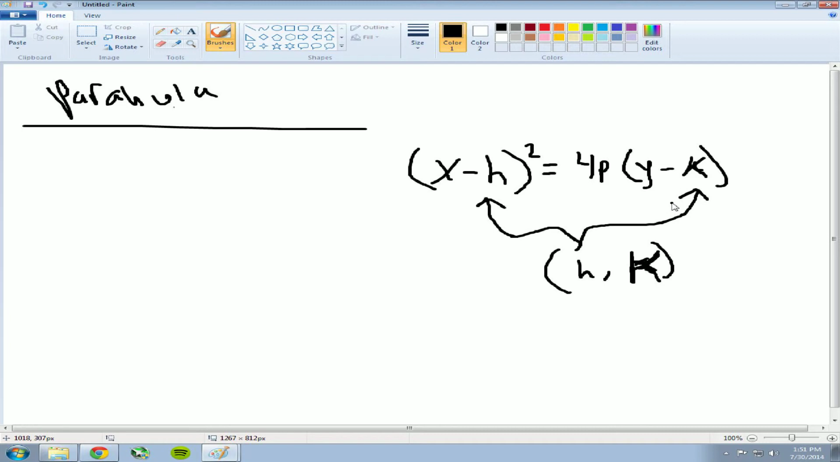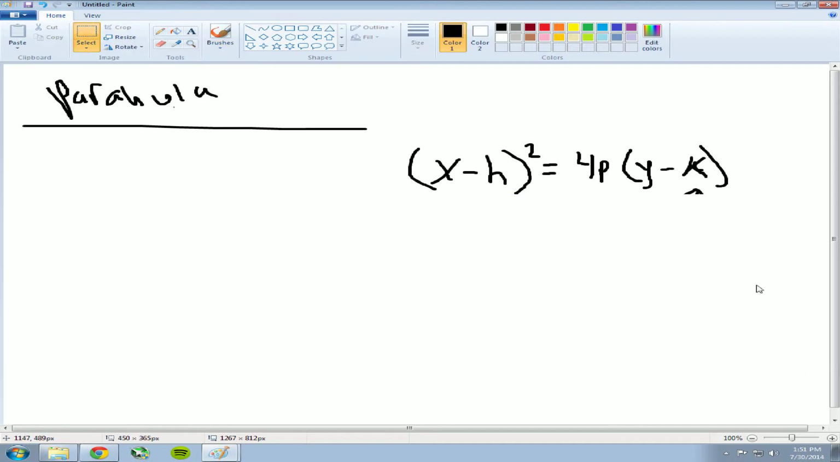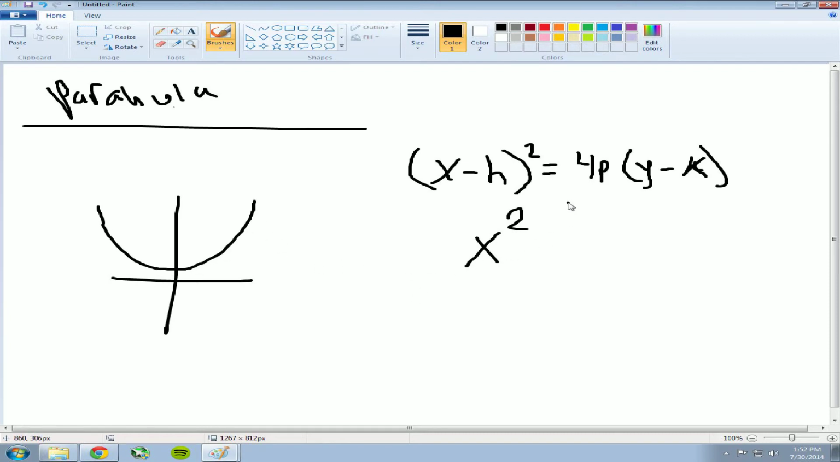So that's going to be the vertex. Next, notice the squared up here with the x. If it's on the x side, that means it's going to be x squared, so you know that the graph is going to look like this. Notice how 4p is positive, so it's going to be positive x squared.